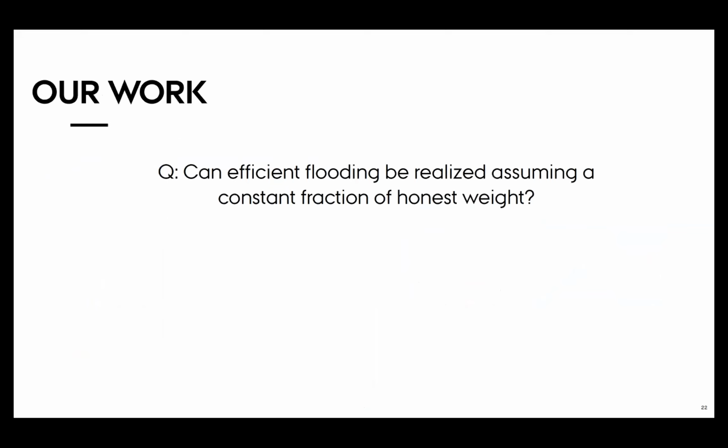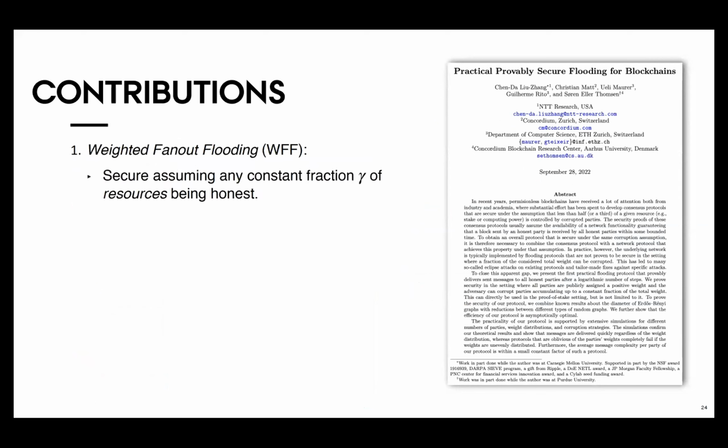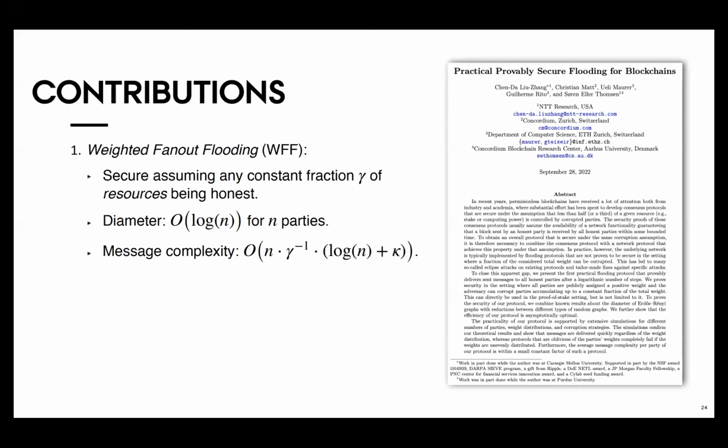So in this work, we asked the question: can efficient flooding be realized assuming a constant fraction of honest resources, or weight? And we give an affirmative answer: yes, we can. In a bit more detail, our contributions are: we present a new flooding protocol called weighted fan-out flooding, which we will abbreviate WFF. This is secure assuming any constant fraction of resources being honest. It has a logarithmic diameter for n parties, and it has a message complexity that is comparable to the state of the art. Furthermore, we do extensive simulations of this new flooding protocol, which confirm that it is in fact practical.